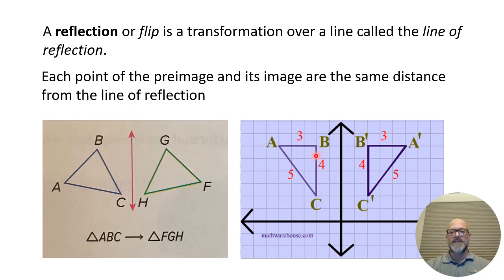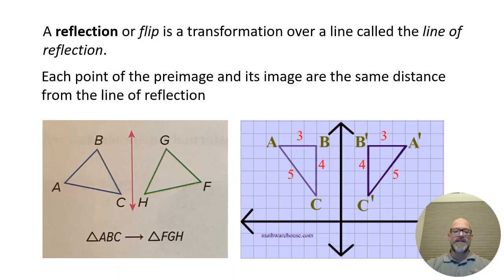And also the distances are the same. Each point in the pre-image and its image are the same distance from the line of reflection. B is 2 units away from the line of reflection. B prime is 2 units away. A is 5 units from the line of reflection. A prime is 5 units from the reflection. All right, it's very important that we name these things in the same order. So if we're going to say A, B, C, then we have to say it's triangle F, G, H, because A maps to F and B to G and so forth.